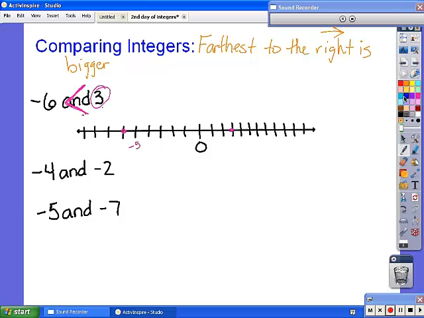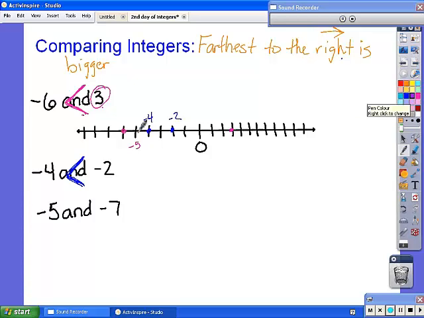Okay, the next one, negative 4 and negative 2. Negative 4, negative 2. Again, furthest to the right is bigger. This one's further to the right, so negative 4 is less than negative 2. And you can think about it, they're both negative, just think about the opposite in your brain, like of how you normally would compare them, and that might help you out a little bit.